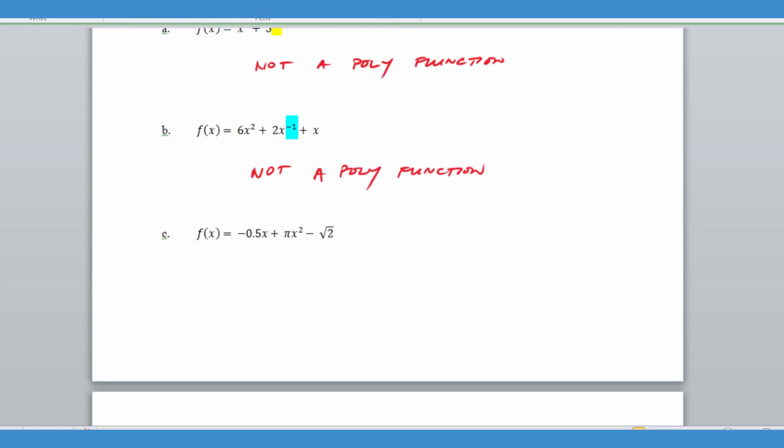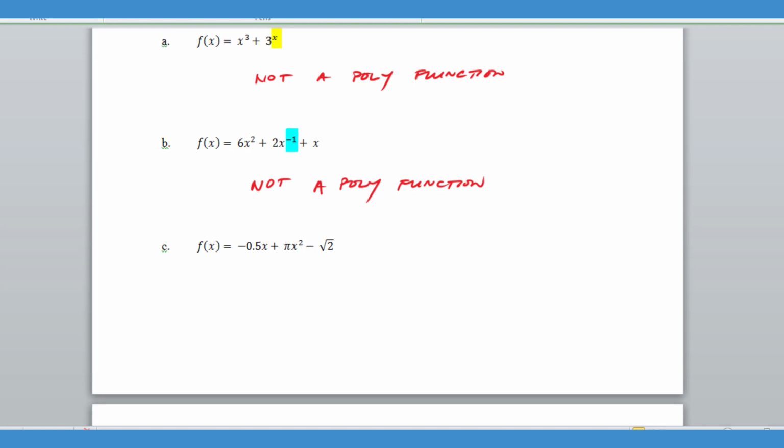Lastly, we have C, and this is one that usually tricks people up because they see the pi and they see the radical and they see the various strange symbols and they think to themselves that it wouldn't be a polynomial function. But if you really look at this, everything has an exponent that is a whole number. So we have x to the 1st, x to the 2nd, and x to the 0. Now of course x to the 1st and x to the 0 aren't necessarily written like that, but they're understood to be there. So that makes this a polynomial function that we need to write in standard form.